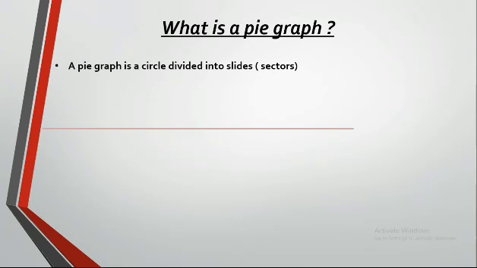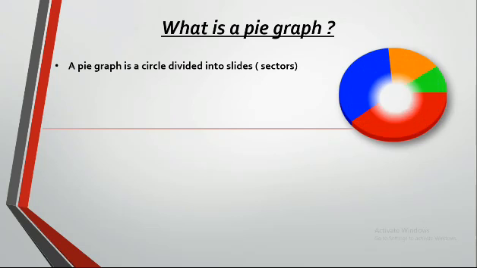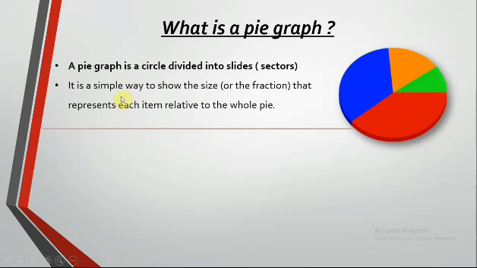A pie graph is a circle divided into slices or sectors. Like this shape, we have a big circle and it is divided into sectors or slices, like a pizza. It is a simple way to show the size or the fraction that represents each item relative to the whole pie. By looking at the circle, you can find red part, blue part, orange part, and a green part. Every sector represents the value of an item.